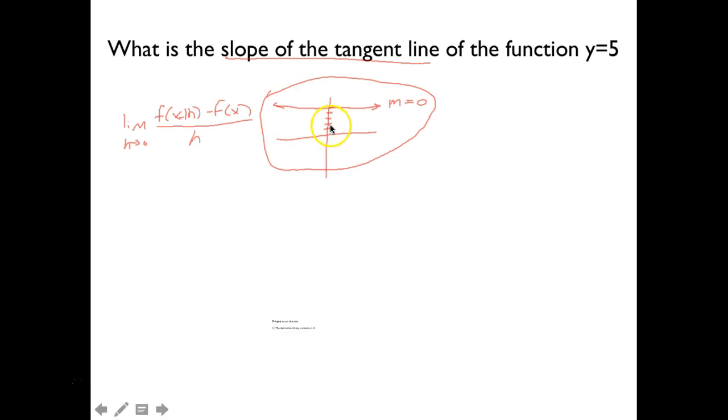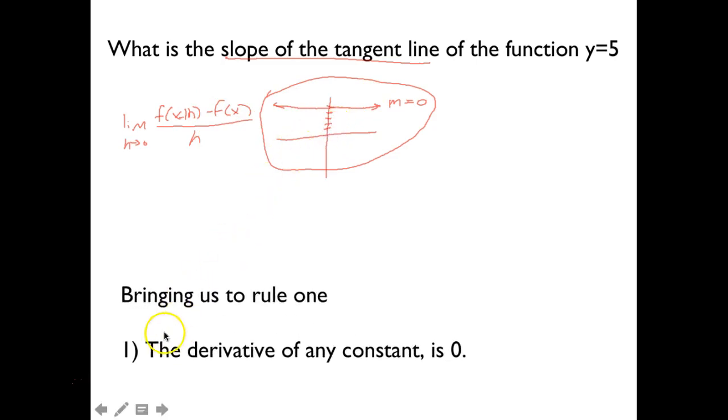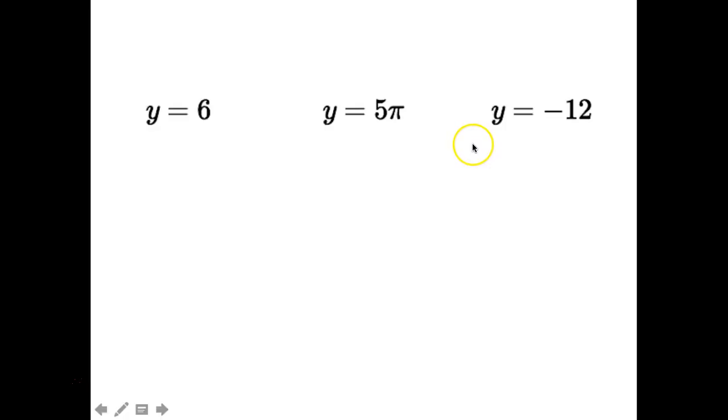This takes us to our first rule of derivatives. Rule 1. The derivative of any constant is 0. So any number that doesn't have an x value at the end of it, the derivative of that is 0. So the derivative of this, y prime, is equal to 0. If I said y equals 20, and I said, what's the derivative? Well, the slope is always 0 because it's just a constant line, in this case, at the number 20. So let's do a couple of these. Should be easy.